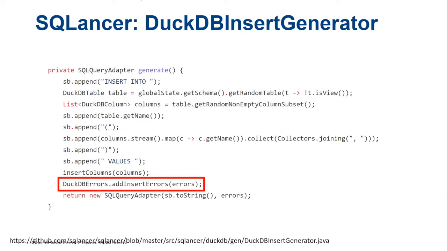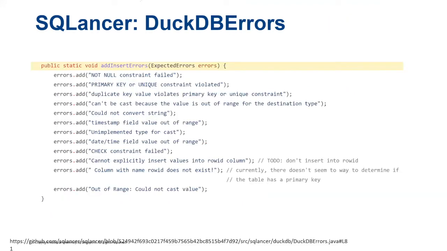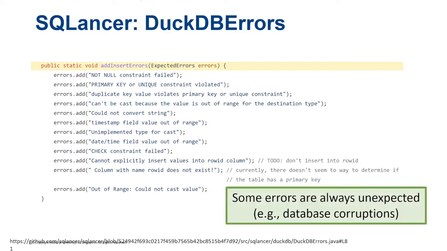Because it's actually quite easy to syntactically generate valid statements, but it's not that easy to produce semantically correct ones. So it might be that, for example, here you can see in the first line that we violate a not null constraint, or we might violate a unique constraint. So rather than trying to prevent this, we just specify this as a list of unexpected errors. And the insight is that some errors are always unexpected. For example, for various database management systems, we got back an error that the database is corrupted, right? So you never want to get this error. If you do, then something went wrong.